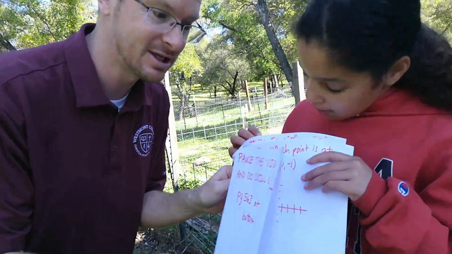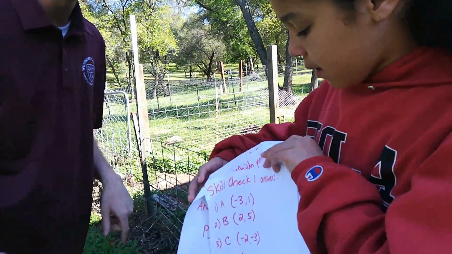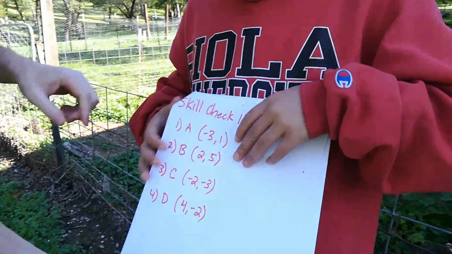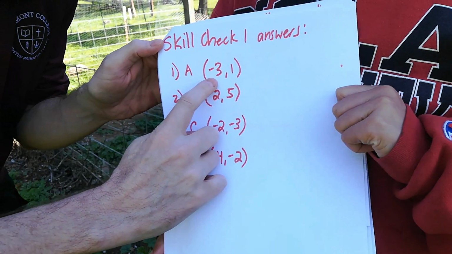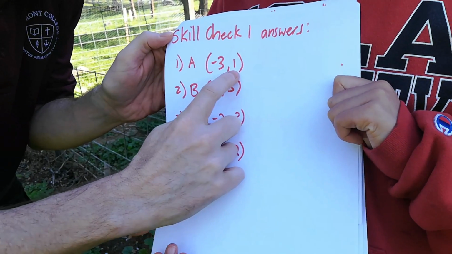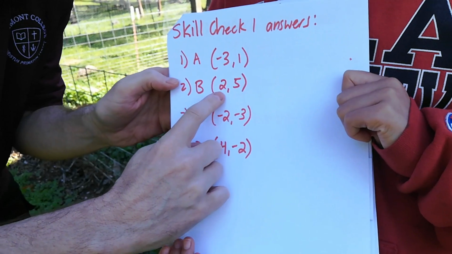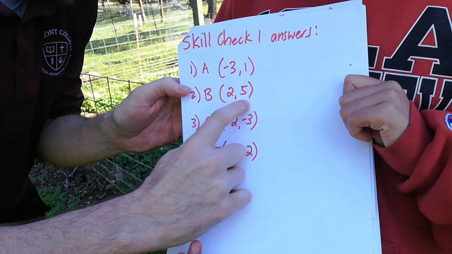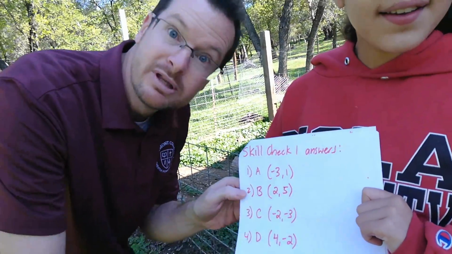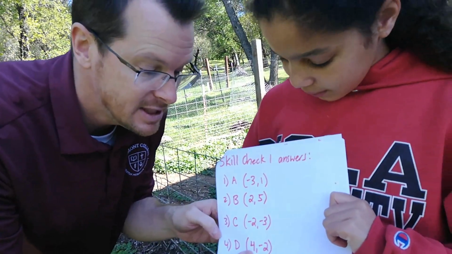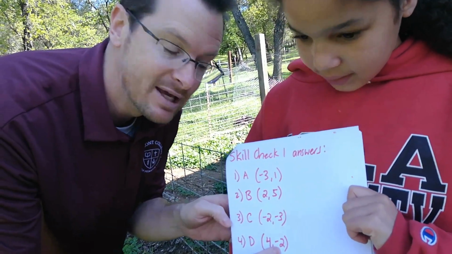Hopefully you got some answers on skill check number 1. Here are the answers for skill check number 1. Letter A, you had to go -3 to the left and then up 1. B was start at the origin and go 2 to the right and then up 5. C is -2 to the left and then down to the -3. And then D is 4 to the right and down to the -2.